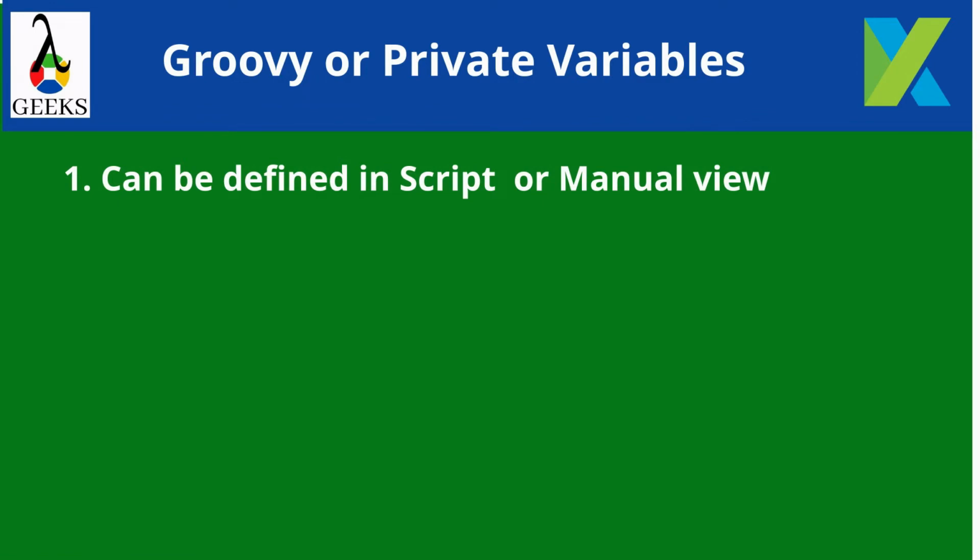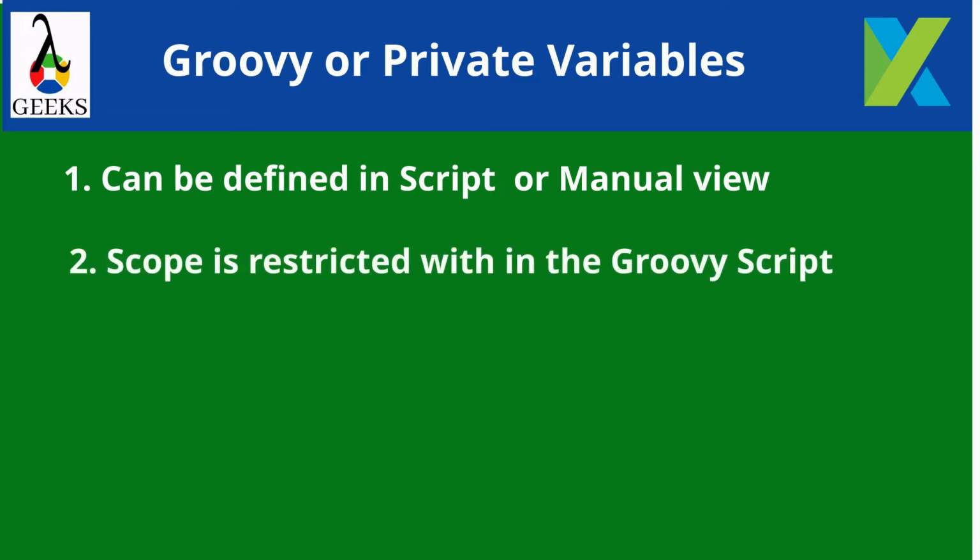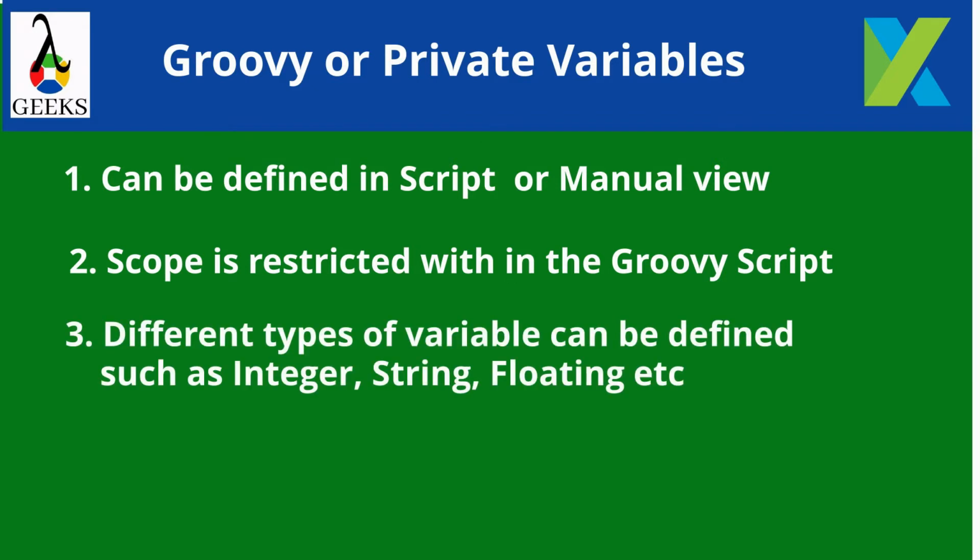The Groovy variables can be written in Groovy scripting. We can define the Groovy variables in the script or manual view of any test case. The scope of a Groovy variable is restricted to the Groovy script only, which means we cannot use these variables outside of the same Groovy script. Due to this restriction, they can be used as private variables. We can define different types of variables, such as integer, string, floating, etc.